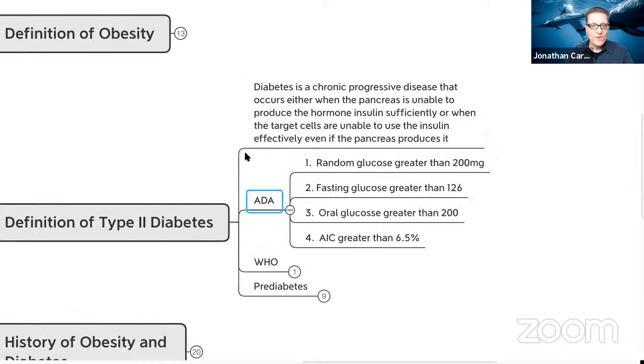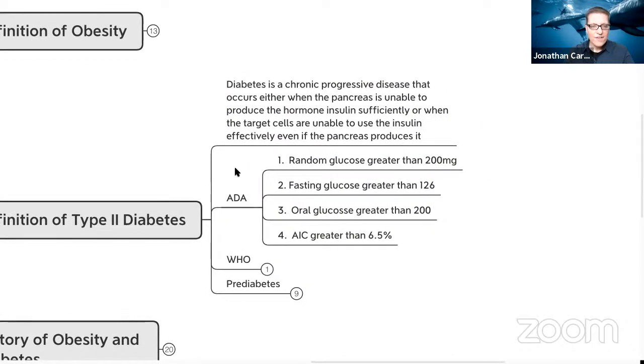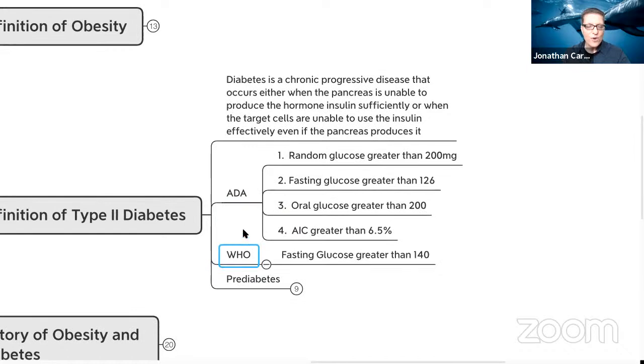Now, the American Diabetes Association focuses on the definition being a random glucose greater than 200, a fasting glucose greater than 126. Everyone should know what their fasting glucose is. An A1C that's greater than 6.5, and sometimes they do an oral glucose test, where they give you glucose and then a couple hours later they check to see what your blood sugar is. The World Health Organization has a fasting glucose of greater than 140.